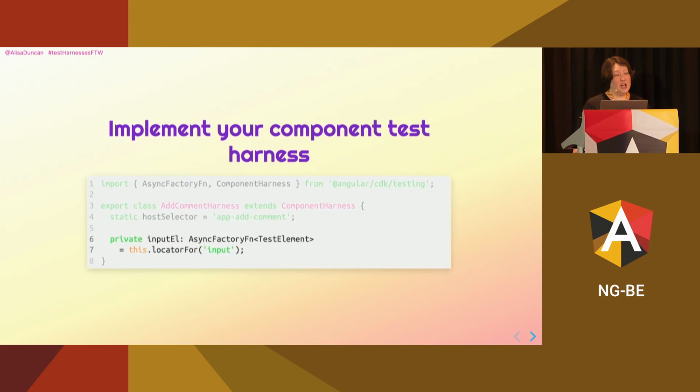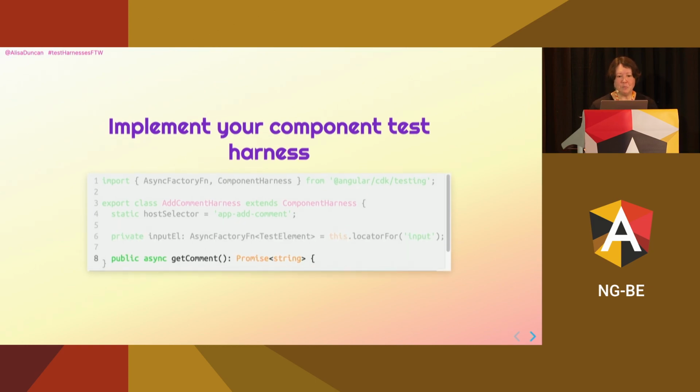Now we want to get the elements that are on this component. We can use the base class's locatorFor method and pass in a CSS selector, such as input. This will return that TestElement, which is like that wrapper around the HTML API, but it's not going to return that directly. It's going to return a function that returns that TestElement. This is so we always have the latest state on this control. And if you had any other elements, you would add them here as well.